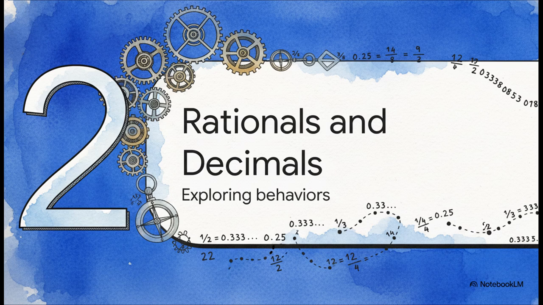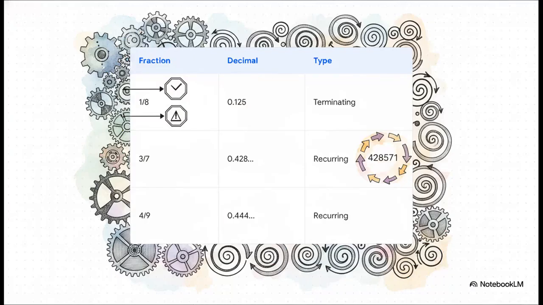Section 2. Rational numbers and decimals. Let's explore how these guys behave. So, if you take a rational number and actually do the division, it always, and I mean always, does one of two things. For example, 1 over 8 becomes 0.125, and then it just cleanly stops. We call this a terminating decimal.